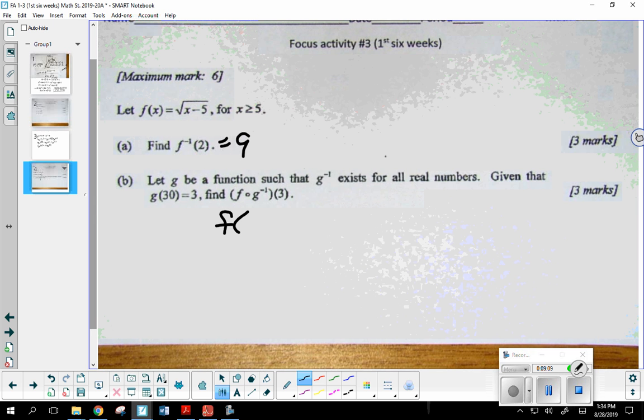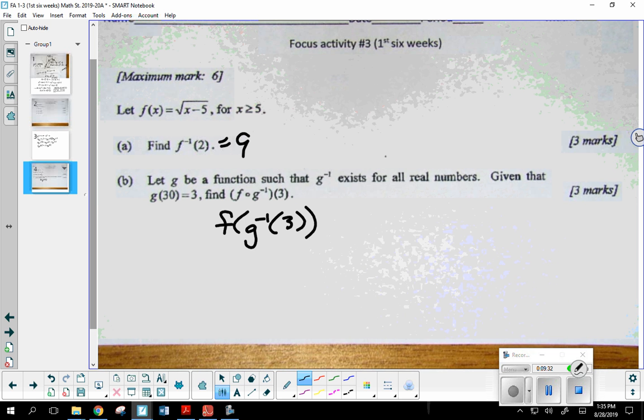You could say F composed with G inverse of 3. Do you remember composition of functions like that? You may have seen it more in that form than actually using that little circle. Okay. How do I evaluate one of these? Would I go with F or G inverse first? G inverse. Remember, I always start with the innermost function and I work my way out.